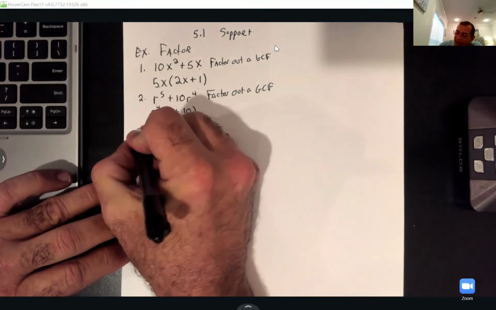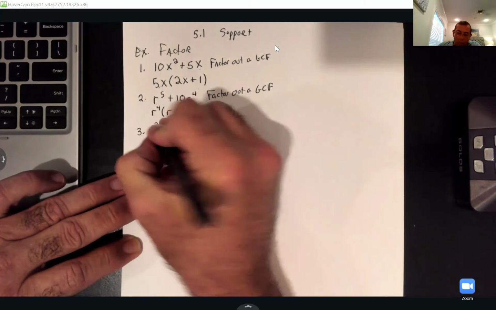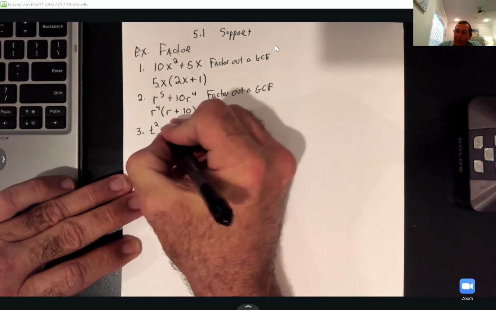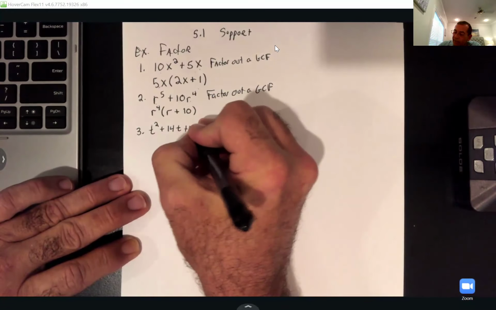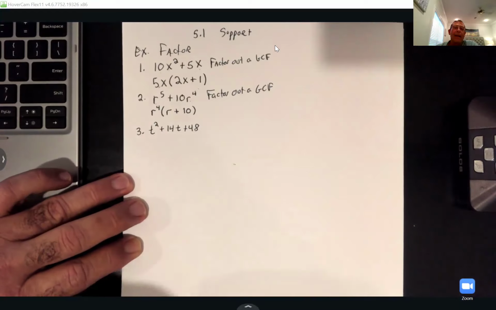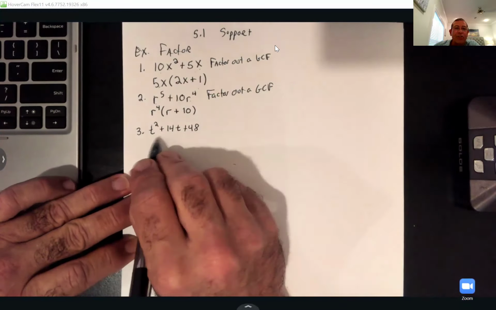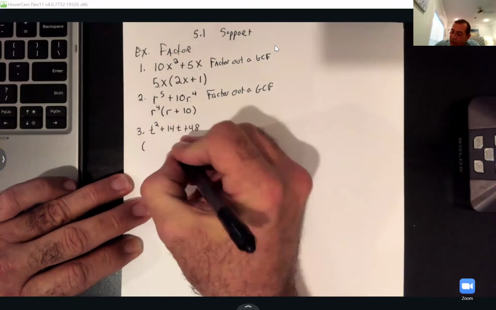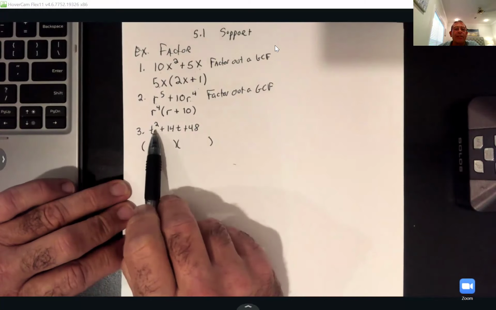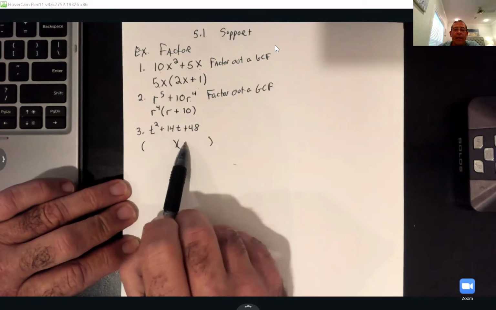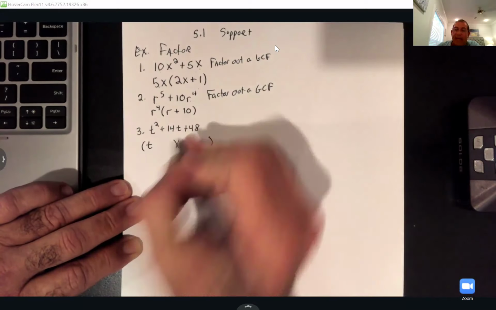Now, some of this stuff I'm about to factor. Watch this. t squared plus 14t plus 48. Now, watch what I do. These trinomials like this will factor into 2 parentheses. In the front is a t squared, so the only way to get a t squared would be a t times a t.